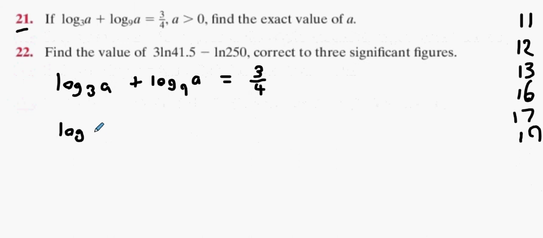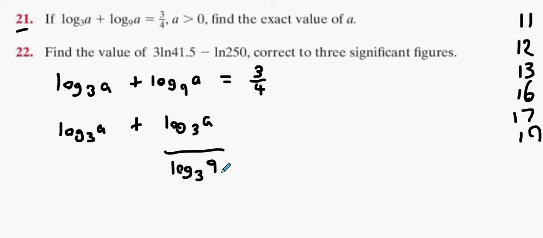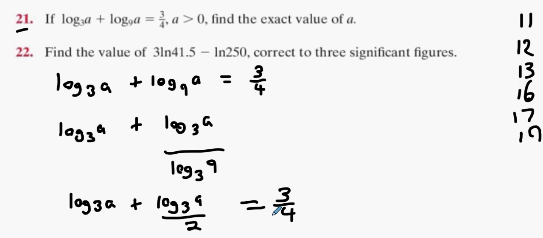I'm going to keep log a base 3 the same. But what I'm going to do to this one? I'm going to change it into log a over log 9. And what base am I going to use? 3. How many 3's make a 9? Log 9 base 3 is 2. Everybody cool with that? So what's it going to be then? It's going to be log 3 base a plus log a base 3, sorry my fault, over 2 equals 3 over 4. We cool with that?